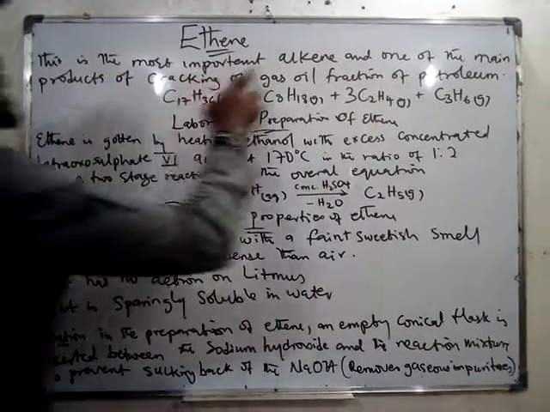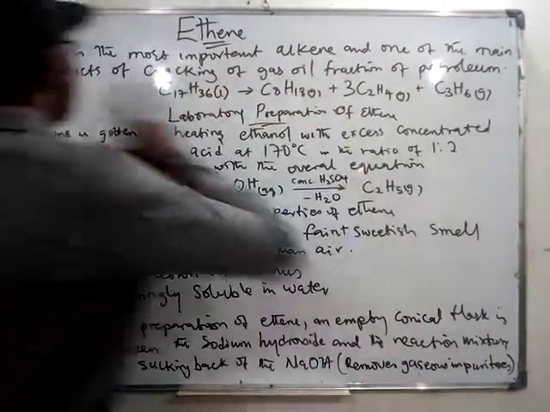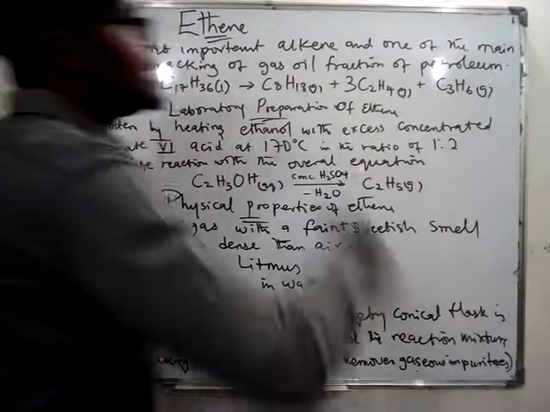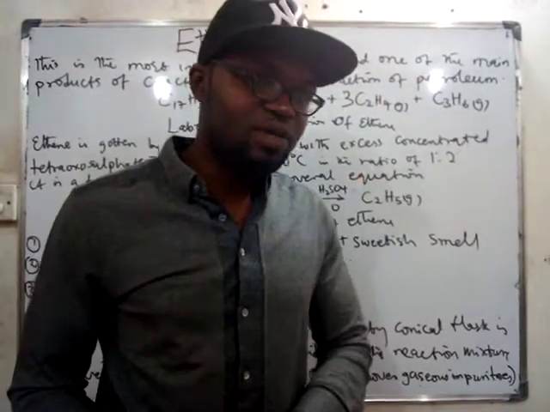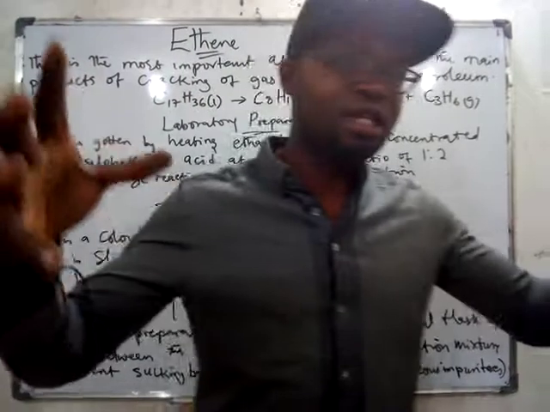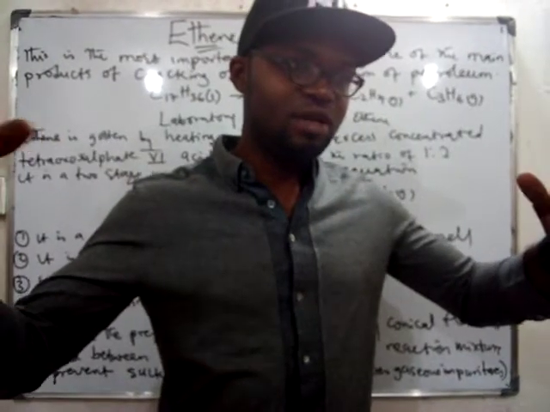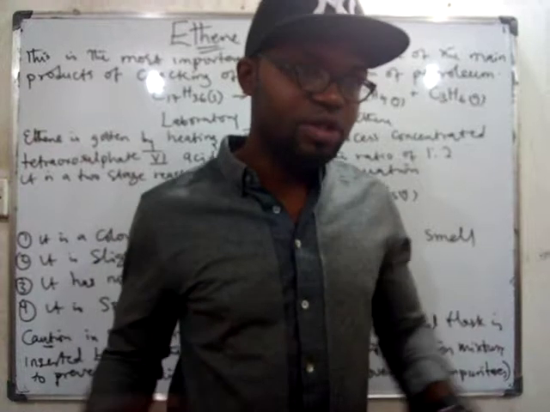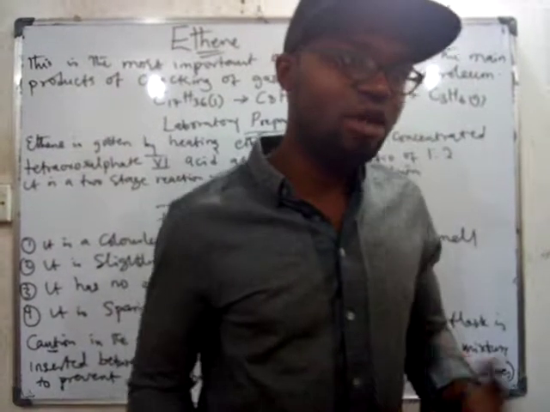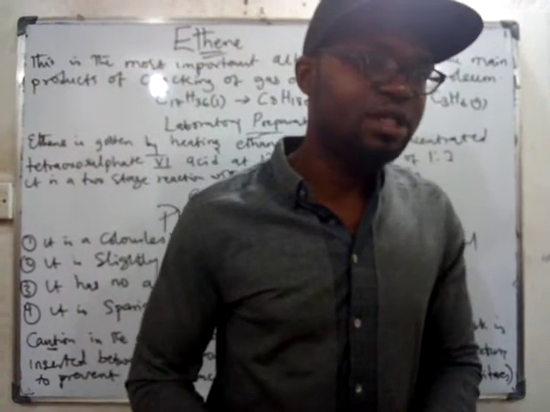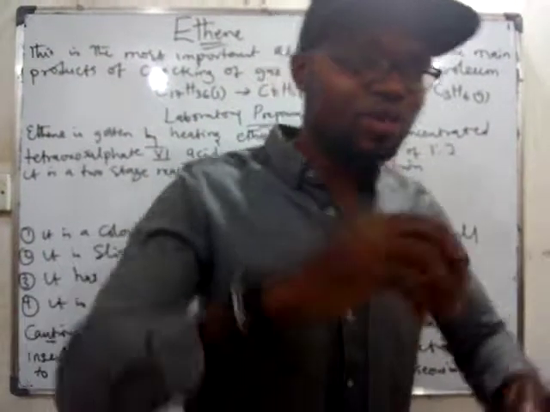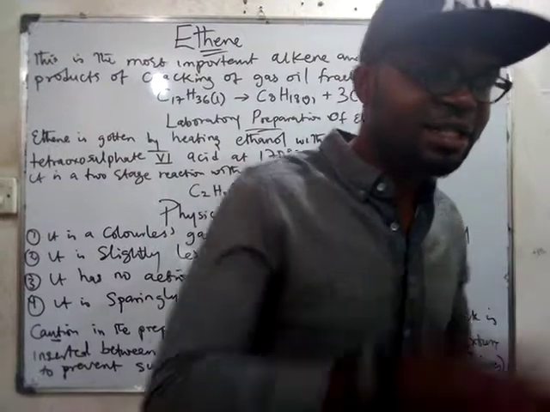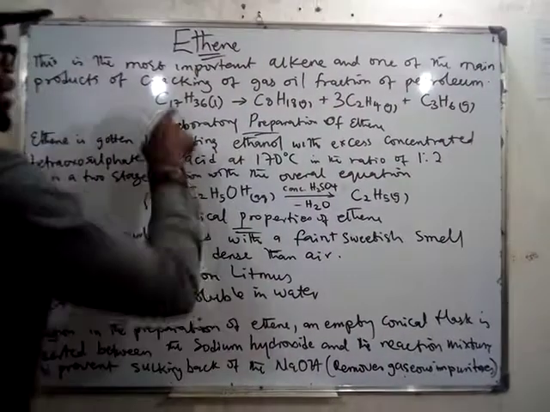Ethene is the most important alkene and one of the main products of cracking of gas oil fraction of petroleum. We learned about cracking, isn't it? We said that cracking is the breakdown of larger molecular formula organic compounds into smaller ones through the use of heat or catalyst. You understand? So when these larger molecules are broken down, what you produce mostly is ethene. And we give an example.